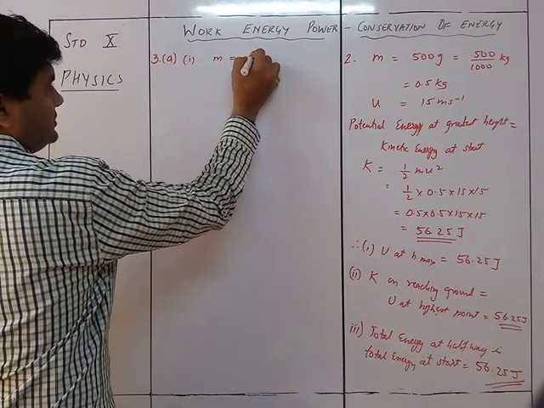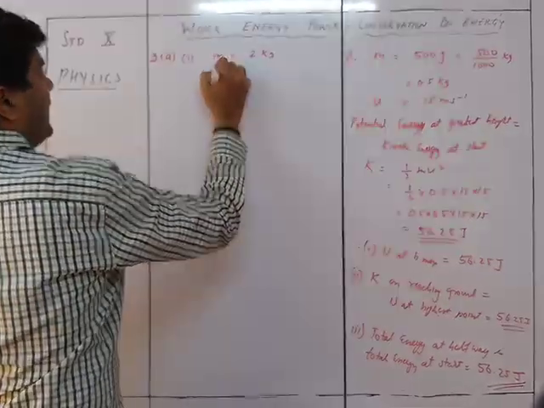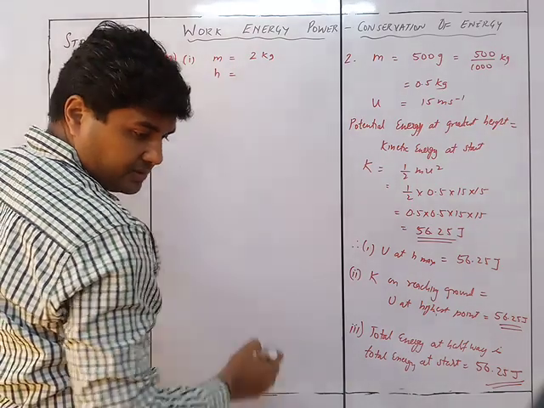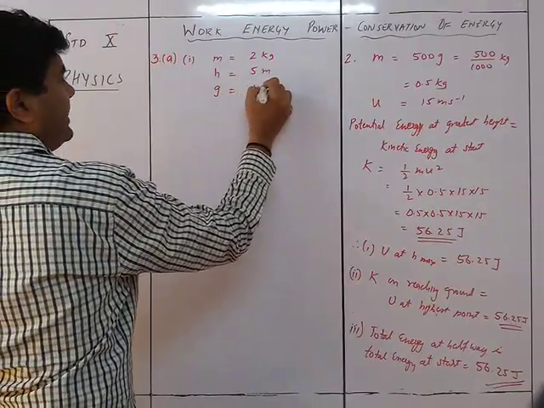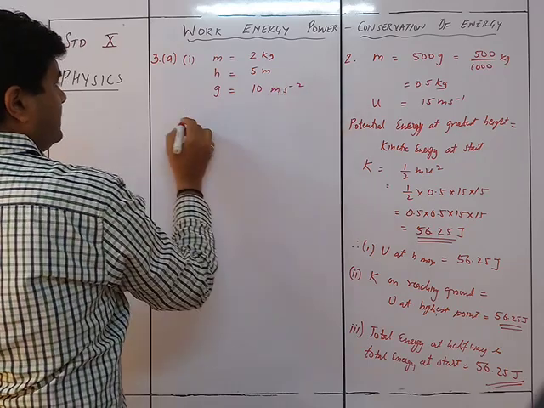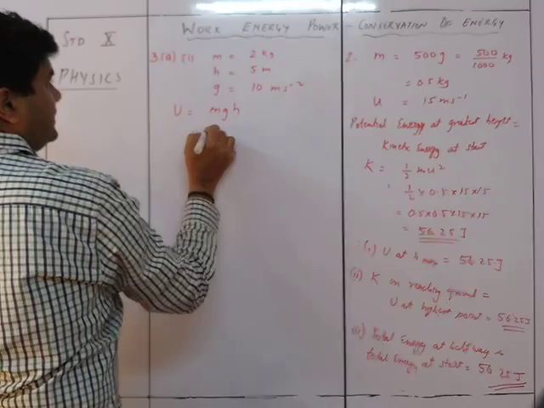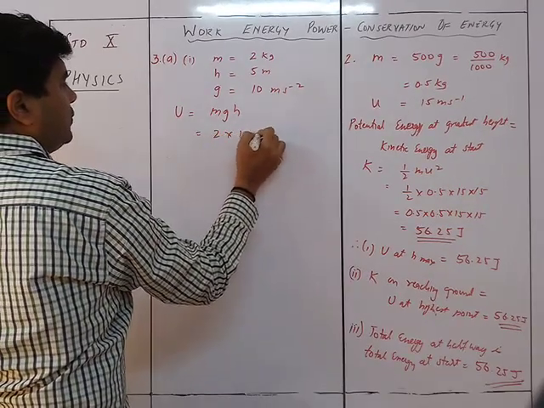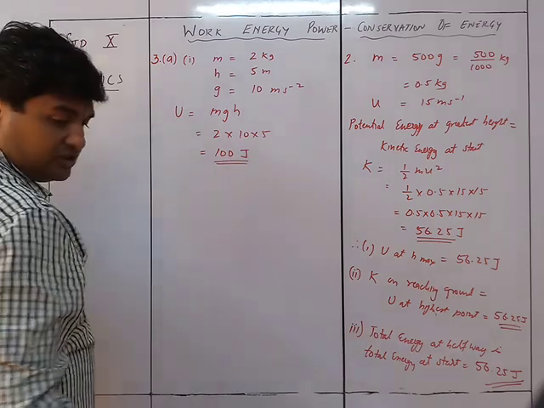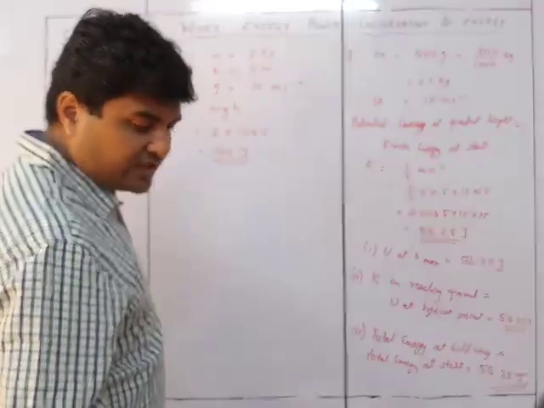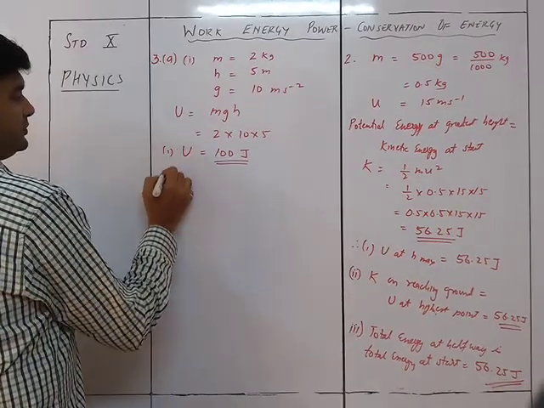Mass is given as 2 kg. Height is given as 5 meters. G is given as 10 meter per second square. So U is equal to mgh, which is 2 into 10 into 5. It's 100 Joule. So that's the first thing, potential energy possessed initially at rest. So that is U, the first part.